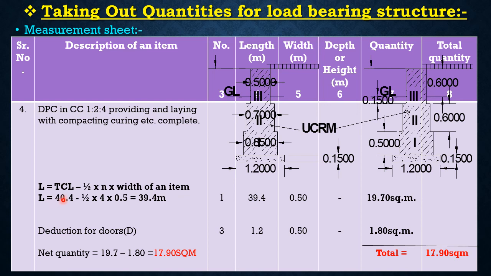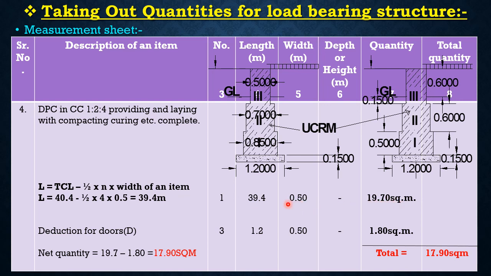Therefore, length is equal to 40.4 minus 1/2 into 4 number of T junctions into width of an atom 0.5. Then length of DPC is 39.4 meter. Then center line is 1, length is 39.4, width is 0.50. Depth of DPC is only mentioned in description and quantity of DPC is calculated in square meter, so depth is nothing. Then quantity is multiplying of column number 3, 4, 5, 19.70 square meter.